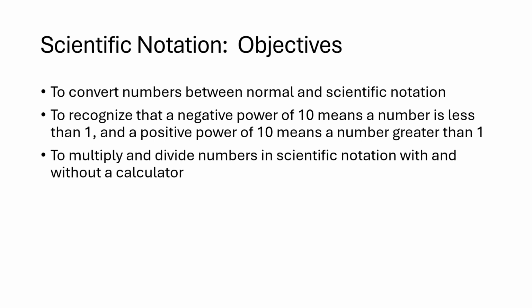Specifically, we want to be able to take a number in normal notation and write it in scientific notation and vice versa. And I'd like for you to recognize that if you have a number in scientific notation and the power of 10 is negative, it means it's a tiny number, something smaller than 1. A positive power of 10 means that it's a big number, something bigger than 1. And we're going to take a look at multiplying and dividing numbers in scientific notation with and without a calculator.